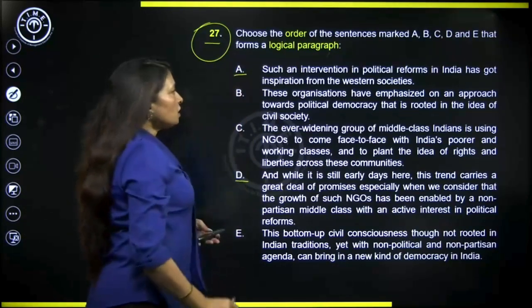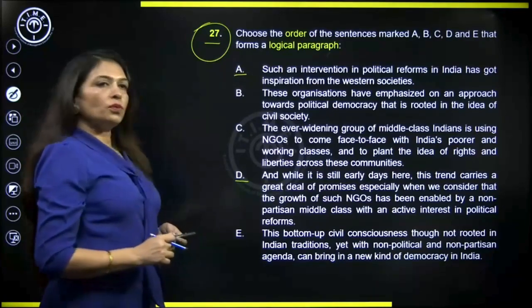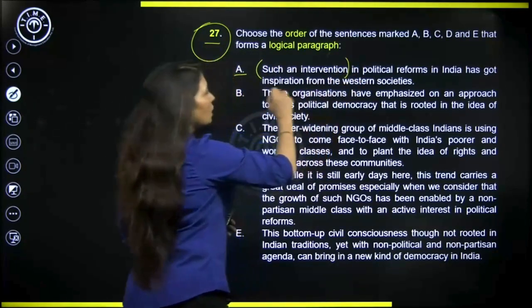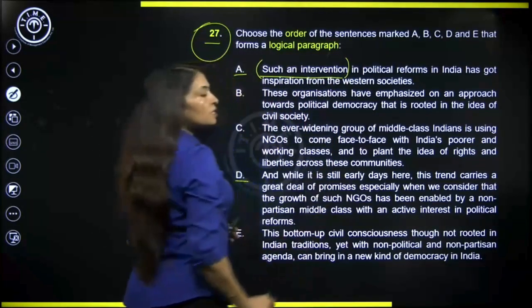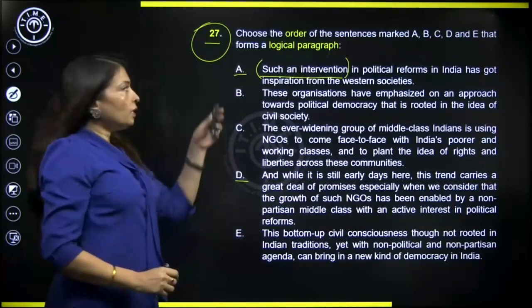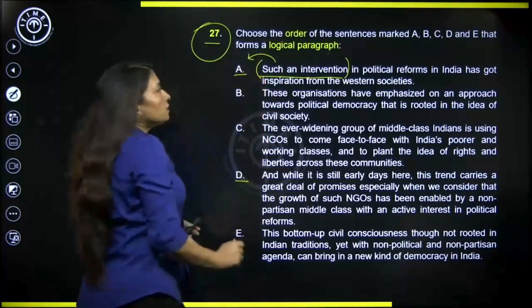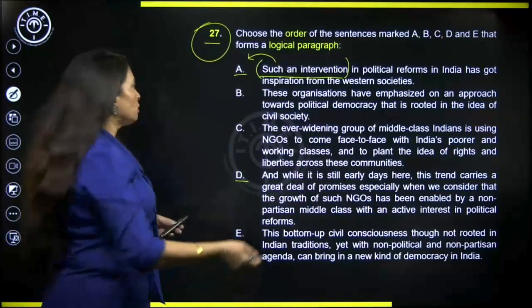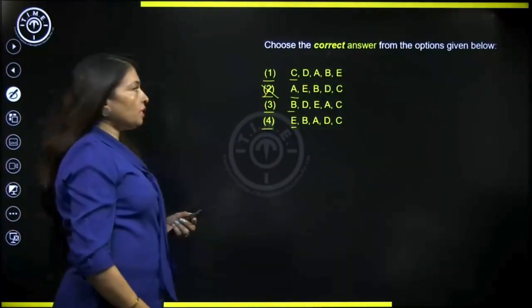A. Such an intervention in political reforms in India has got inspiration from the Western societies. We cannot begin with A because it begins the idea with such an intervention. Such is a demonstrative word, here a demonstrative adjective, and it implies that this intervention to which it points has had a reference earlier. Okay, so with this, choice 2 gets eliminated.